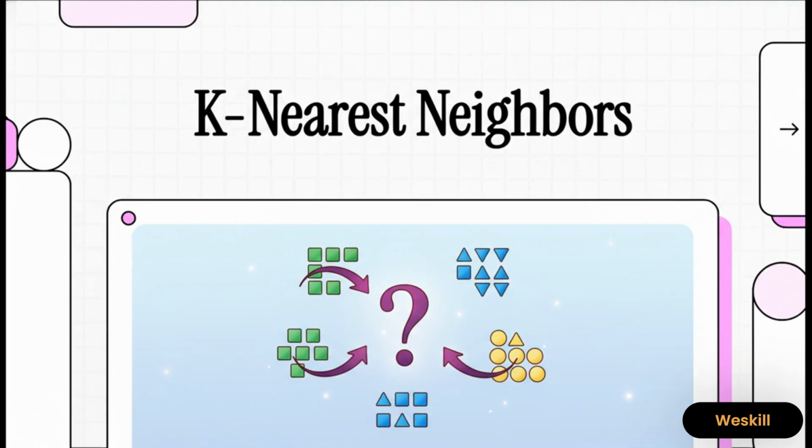You've probably heard that old saying, you are the company you keep, right? Well, it turns out that's not just some piece of life advice. It's actually the entire idea behind a machine learning algorithm that is, believe it or not, incredibly simple, but also incredibly powerful. Today, we're going to dive into how machines can learn to classify brand new things, basically by just looking at who their neighbors are.